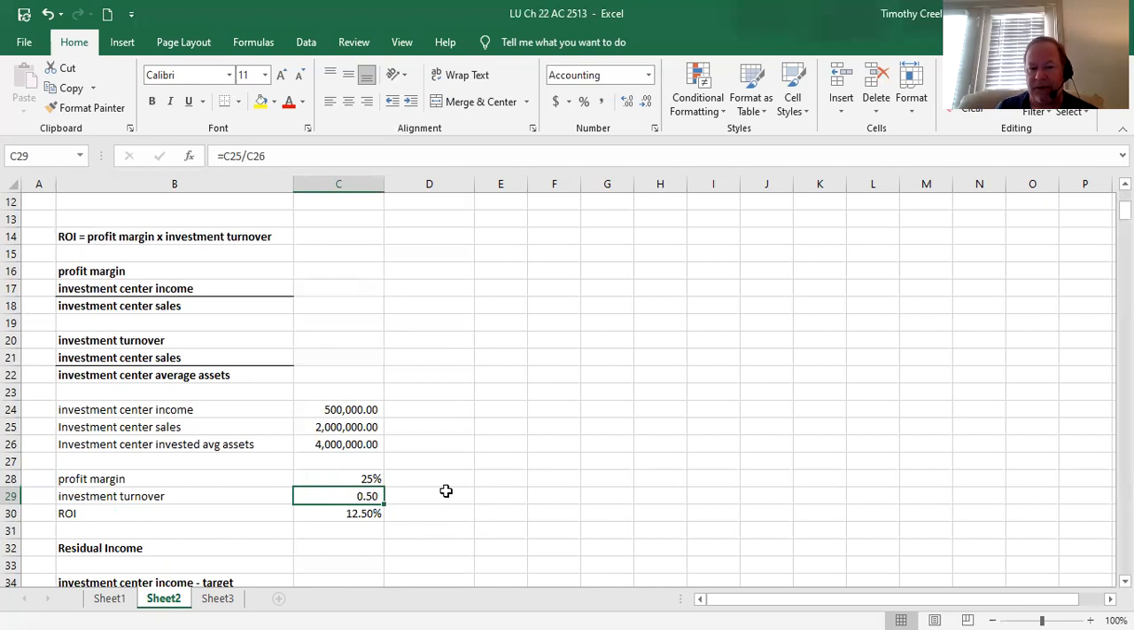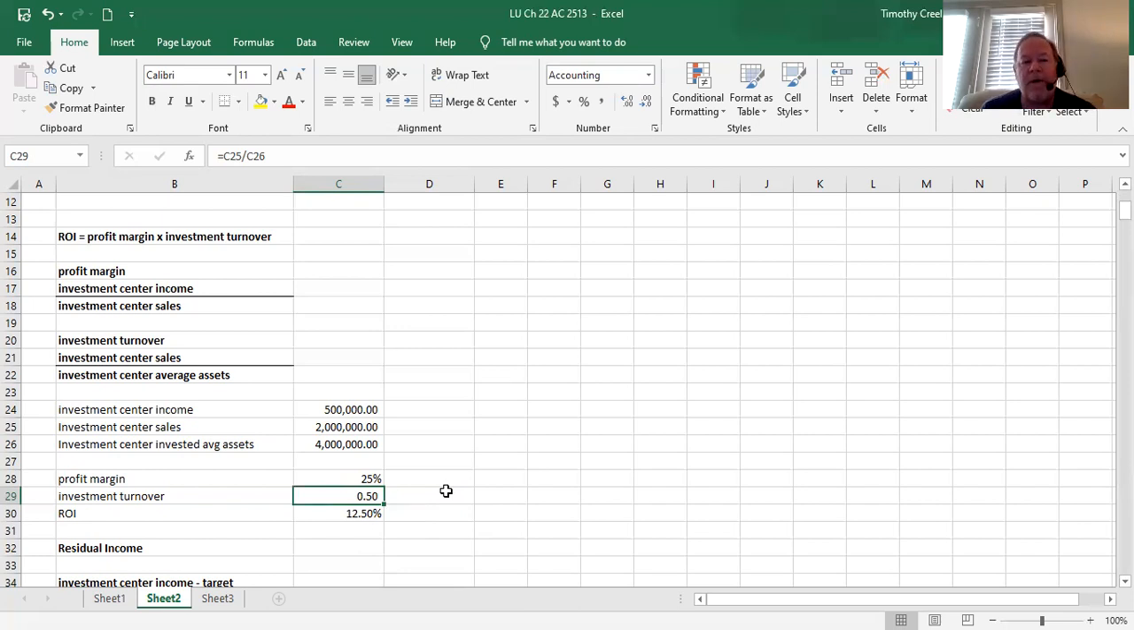And so here I would say based on these numbers that the problem is more with investment turnover than with profit margin. And so by doing it this way, by breaking it out between profit margin and investment turnover, it does help give you a little bit more information as to what makes up the ROI and maybe gives you some insight as to where you could look to improve your ROI.